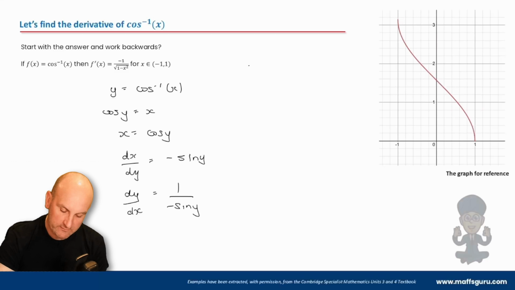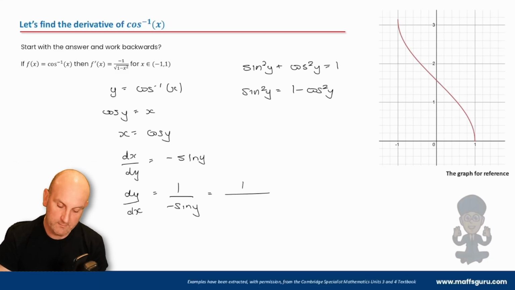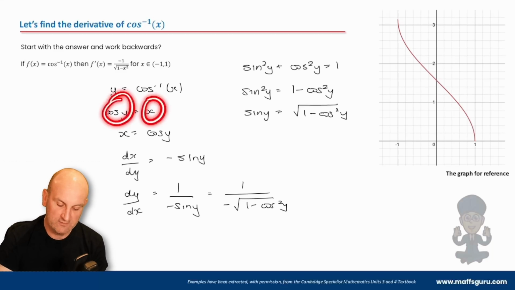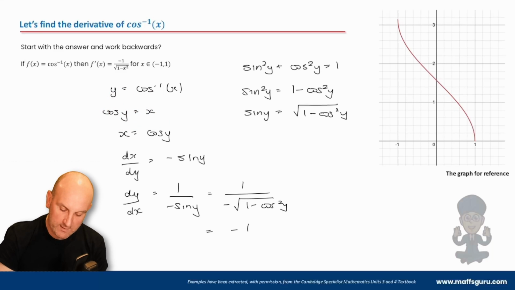Well, again, we know that sine squared plus cos squared is equal to 1. So we've got sine squared is equal to 1 minus cos squared y. So the sine of y is equal to the square root of 1 minus cos squared of y. So that becomes minus 1 on the square root of 1 minus cos squared of y. And in the same way as we had previously, cos squared gives me x squared. So I'm going to make that minus 1 on the square root of 1 minus x squared.